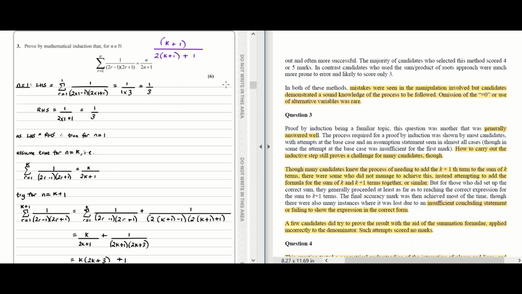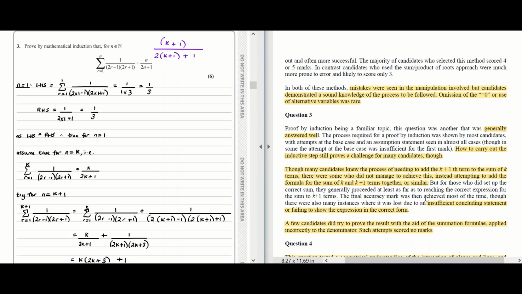Question 3 was regarding proof by induction. This was answered very well by a lot of candidates. A lot of candidates seem to know what proof by induction meant. However, the inductive step, where we try for n equals k plus 1, that seemed to be a bit of a challenge for a lot of people. Though many candidates knew the process of needing to add the k plus 1th term to the sum of the k terms, there were some who did not manage to achieve this, instead attempting to add the formula for the sum of k and k plus 1 terms together or similar. So that's talking about this line here.